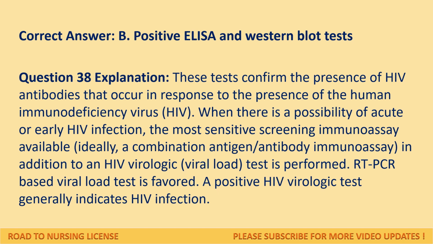Question 38 Explanation: These tests confirm the presence of HIV antibodies that occur in response to the presence of the human immunodeficiency virus, HIV. When there is a possibility of acute or early HIV infection, the most sensitive screening immunoassay available, ideally a combination antigen/antibody immunoassay, in addition to an HIV virologic, viral load, test is performed. RT-PCR-based viral load test is favored. A positive HIV virologic test generally indicates HIV infection.